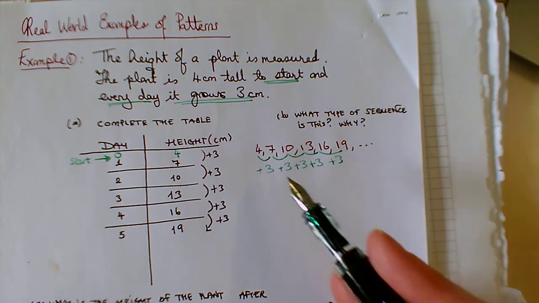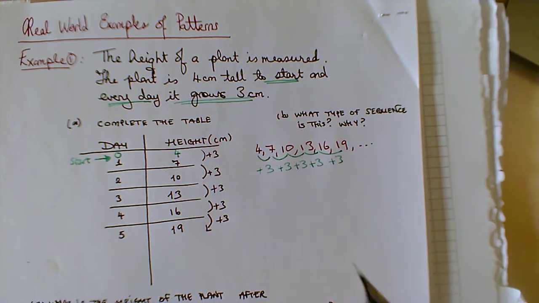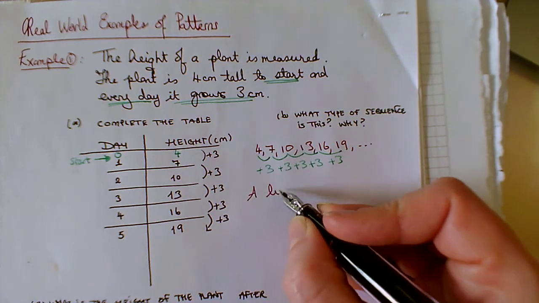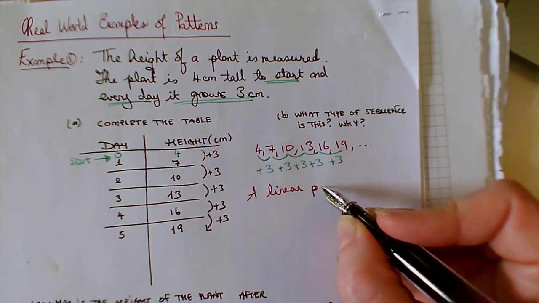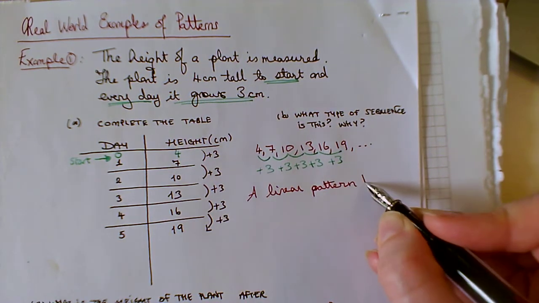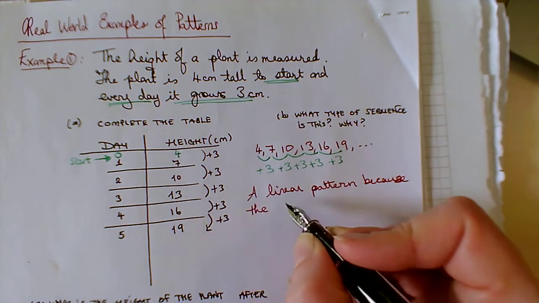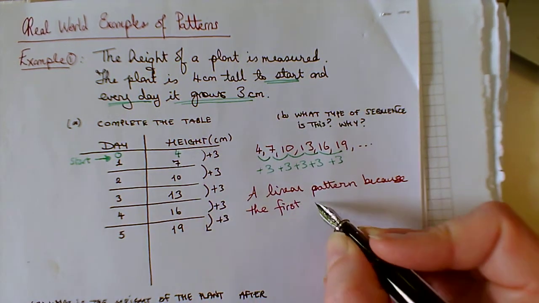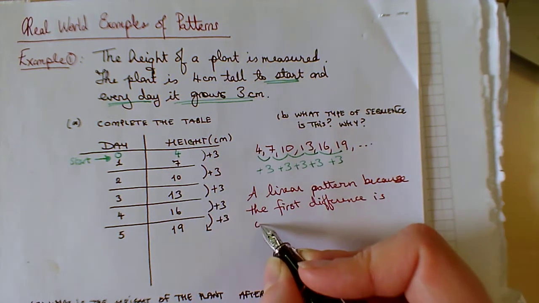And we can see anyway, we do have a common first difference. So this is a linear pattern. A linear pattern because the first difference is constant.